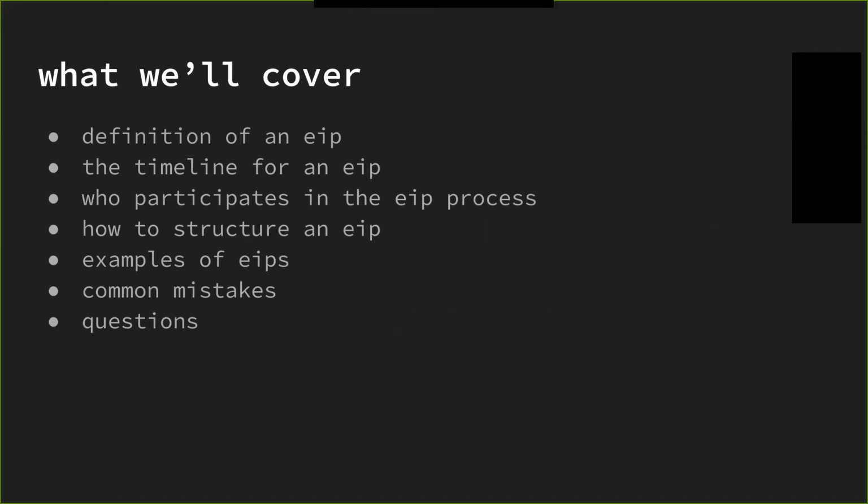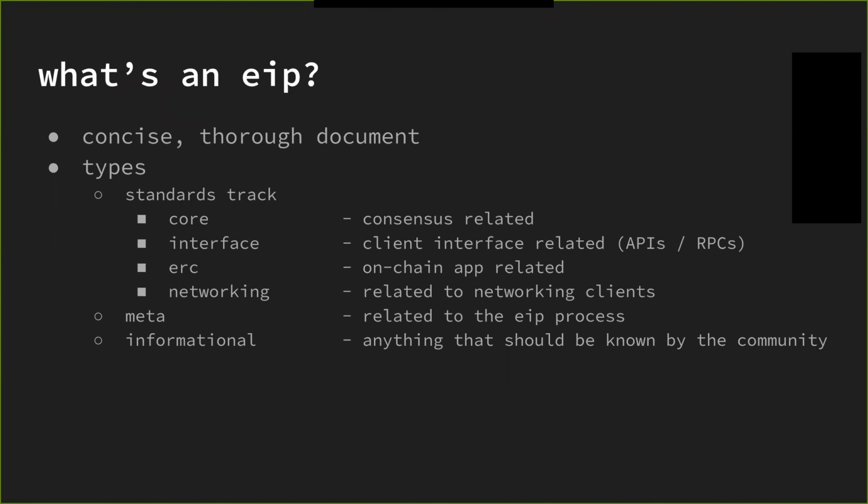So what I'm going to cover includes the definition of EIPs, the timeline for EIPs, the people participating, and the structure. We'll go through some examples of good ideas for EIPs and things that may not be as good ideas, and then some common mistakes that I've seen people make when they write an EIP. We'll wrap it up with some Q&A on this and other things about the EIP process. So with that said, let's define an EIP.